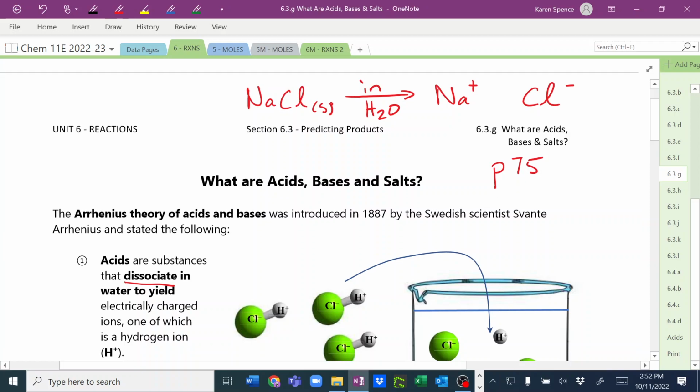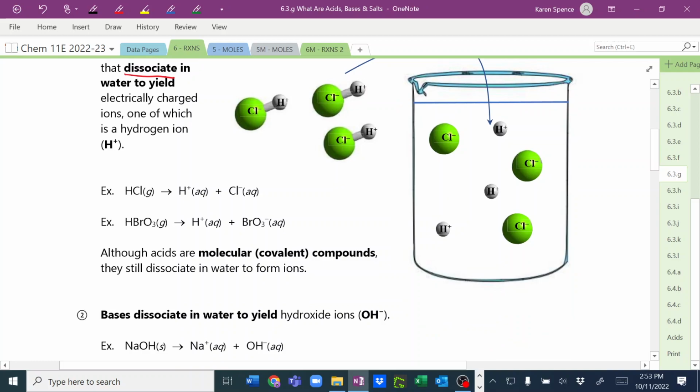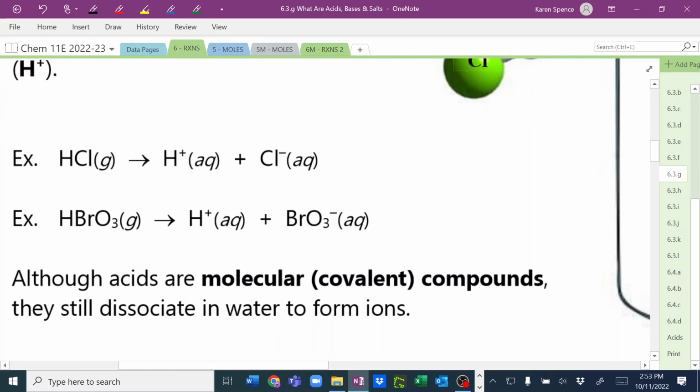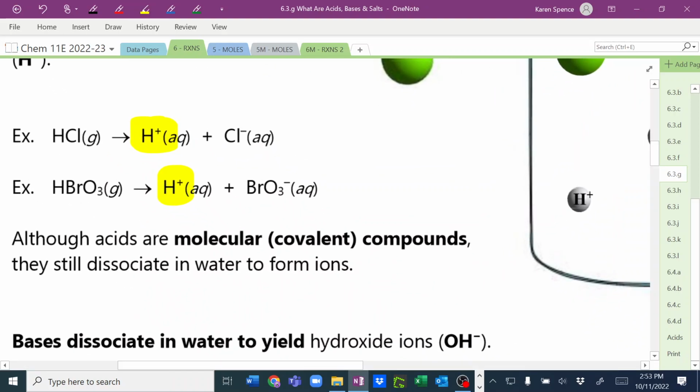So acids do a similar thing, and there are several definitions of acids. We are working right now with the simplest of them, which is from Mr. Arrhenius. He said if we take HCl gas and dissolve it in water, we get hydrogen ions, and that's what makes it an acid. If we take hydrogen bromate and dissolve it in water, we get H+ ions, and so that is now an acid. Although acids are molecular compounds, they are covalent compounds, they still dissociate in water to form ions.